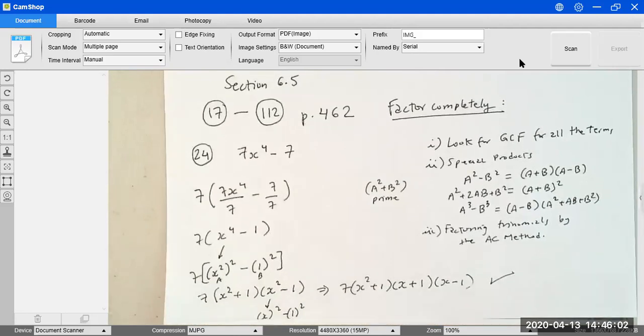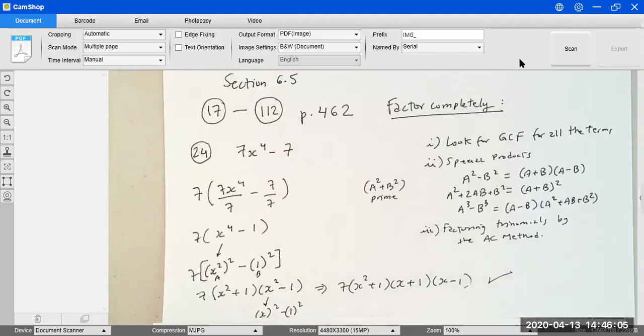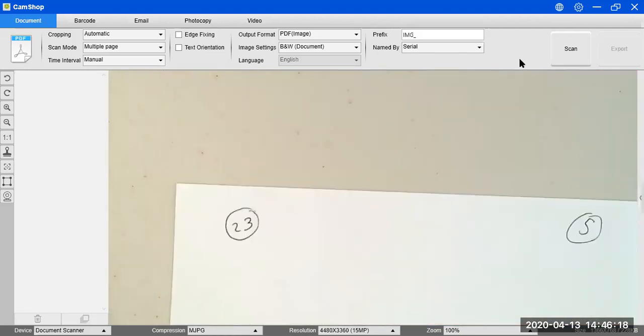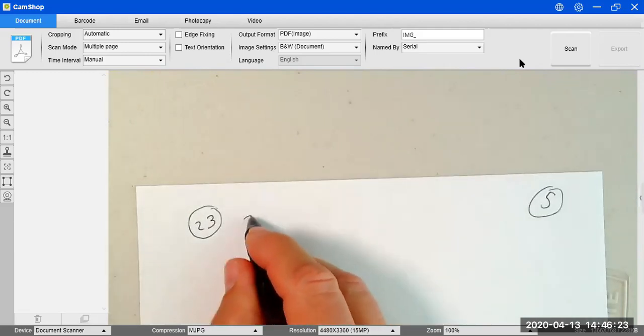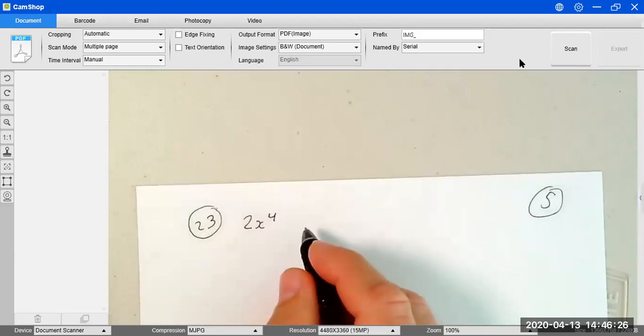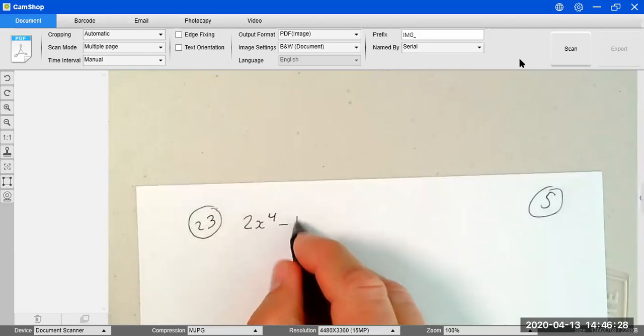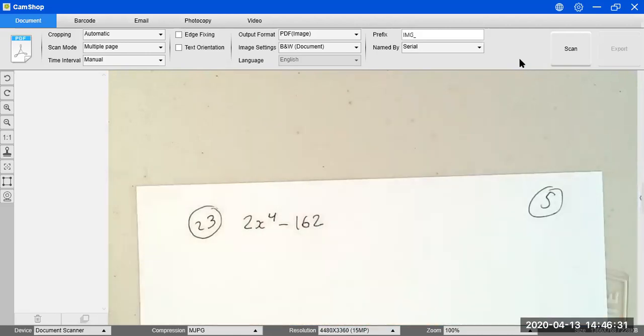So let's work on a problem. You're going to work now problem 23. So 23 on the same page is the following problem. You're going to factor completely 2x to the 4 minus 162. So solve this problem, get me all the factors that you can get, and then we're going to continue with the next problem.